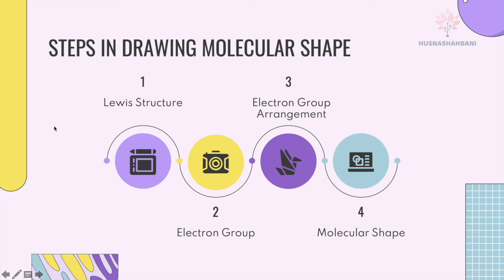Steps in drawing molecular shape. Step 1, draw the Lewis structure according to the step by step method in drawing Lewis structures. Step 2, after drawing the Lewis structure, identify the electron groups, how many electron groups are in that molecule. After you identify the electron groups, determine the electron group arrangement, the name. After you determine the electron group arrangement, then you can identify its molecular shape.